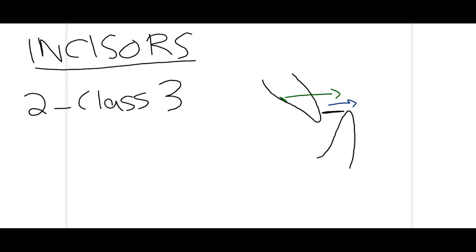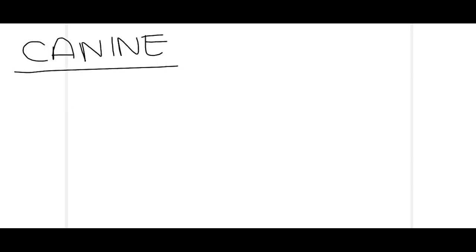Okay, so this was all about incisors malocclusion relation. Now talking about canine malocclusion relation. Now canine malocclusion is also divided into three parts: class 1, class 2 and class 3. So first we'll talk about class 1.